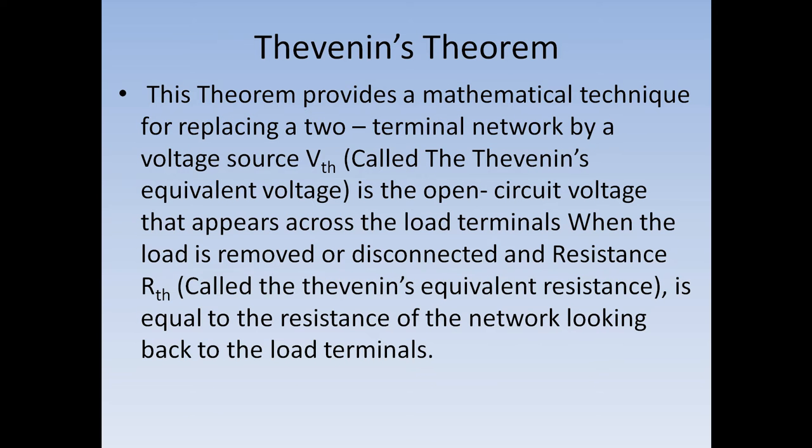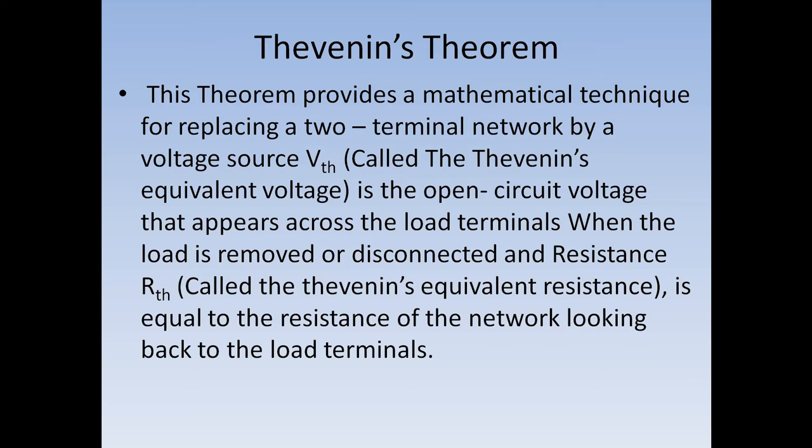So what is Thevenin theorem? This theorem provides a mathematical technique for replacing a two-terminal network by a voltage source VTH, called the Thevenin equivalent voltage. It is the open circuit voltage that appears across the load terminals when the load is removed or disconnected. The resistance RTH, called the Thevenin equivalent resistance, is equal to the resistance of the network looking back at the load terminal. So basically, Thevenin theorem states that it consists of a voltage source denoted by VTH, one resistive source denoted by RTH, and a load resistance RL.